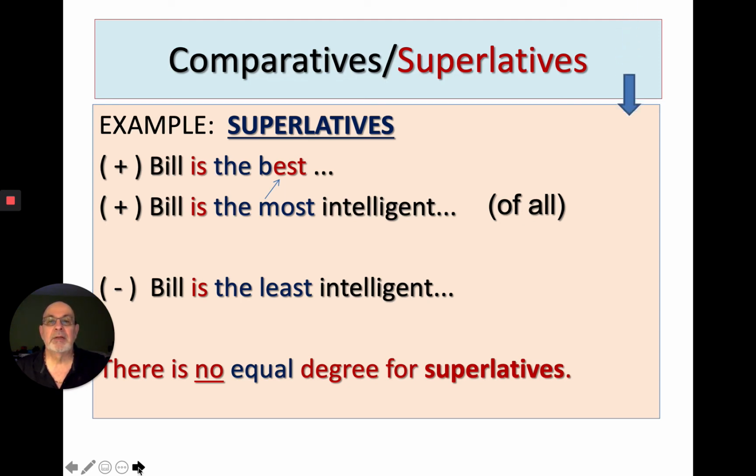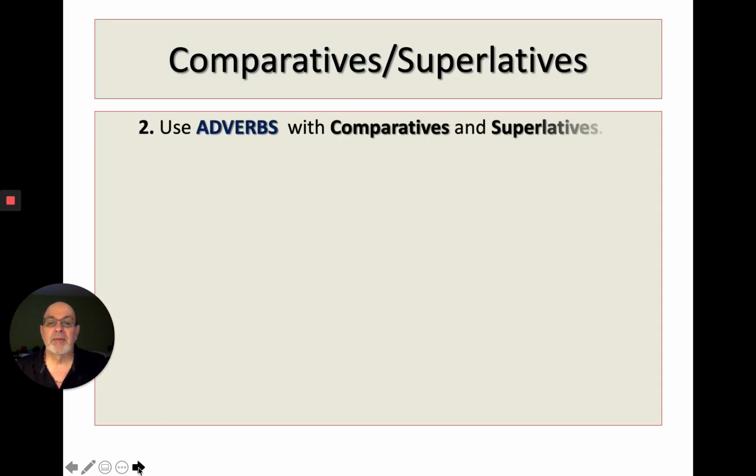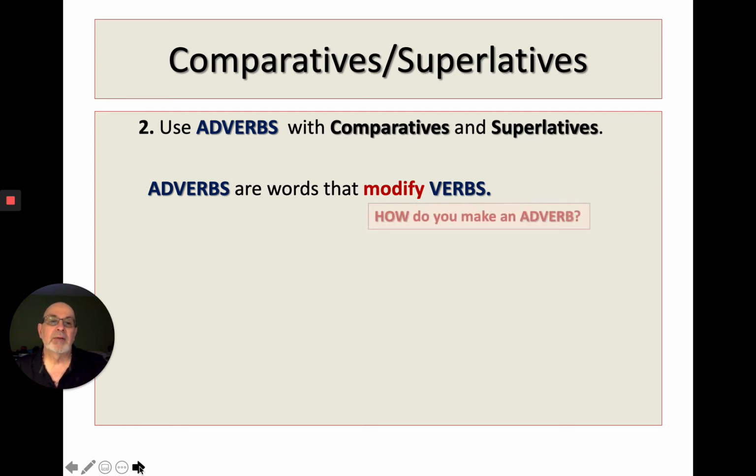Now, let's look at another way of making comparatives and superlatives. Sometimes I don't want to talk about you and some attribute that you have. Maybe I want to talk to you about an action that you did. So I'm going to use adverbs because adverbs modify verbs. So how do you drive? I'm going to use an adverb. So now the question is, how do you make an adverb?